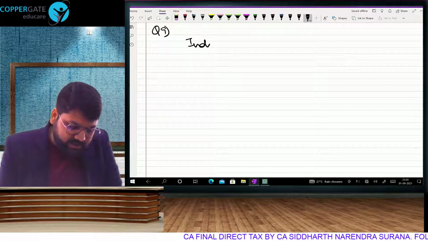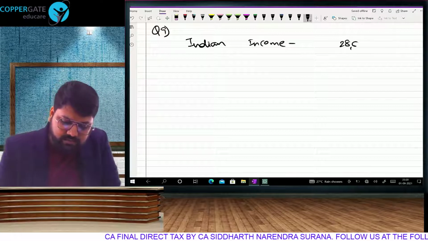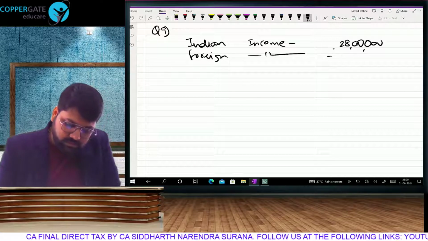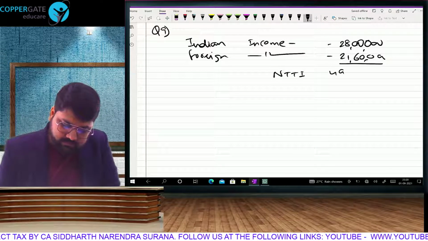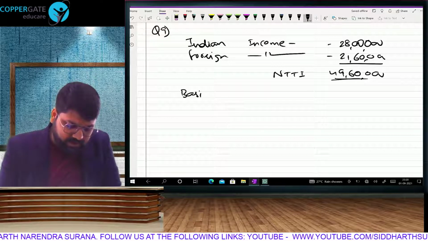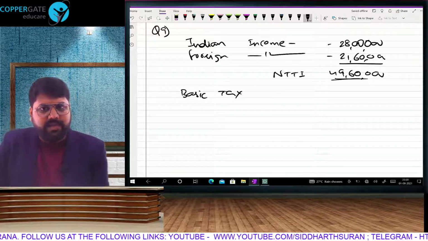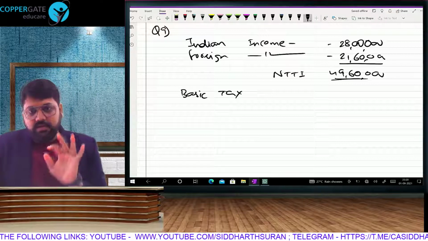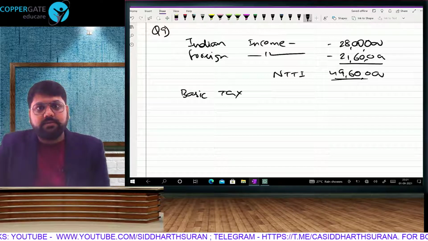We have got Indian income of rupees 28 lakh. We have got foreign income of rupees 21.60 lakh. So in the absence of any deductions, the net income in India is 49.60 lakh. On that you have to calculate tax. Now wait, I do understand that I have not taught you tax rates of company. This is Amira India Limited. Don't apply slabs. While I have not taught you tax rates of companies, I would just like to mention this much, that companies don't get slabs. They have a flat rate of tax. Okay.